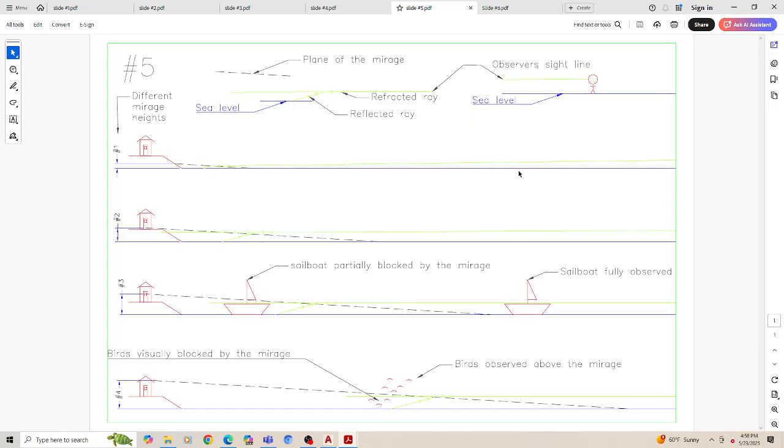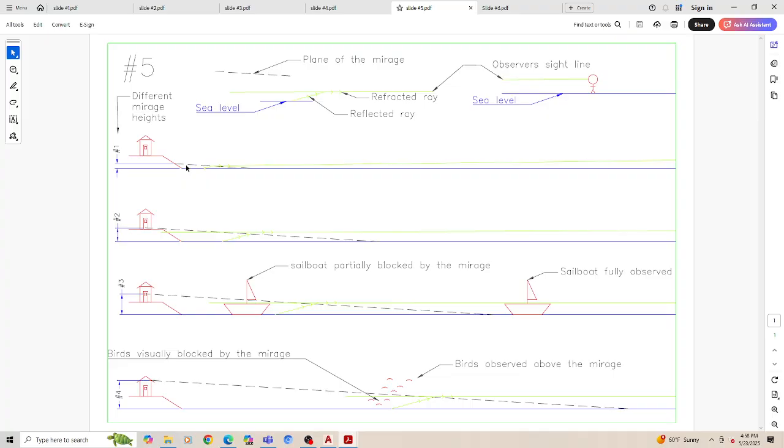Now, I've cleaned up this drawing a little bit to give it a number. All the drawings have been cleaned up to give the slides a number, giving it a little bit more space to separate what's going on so it's less confusing. I'm depicting 4 different scenarios with a mirage, and what it comes down to is the plane of the mirage, which will create the fold line of the mirage, as it's commonly referred to.